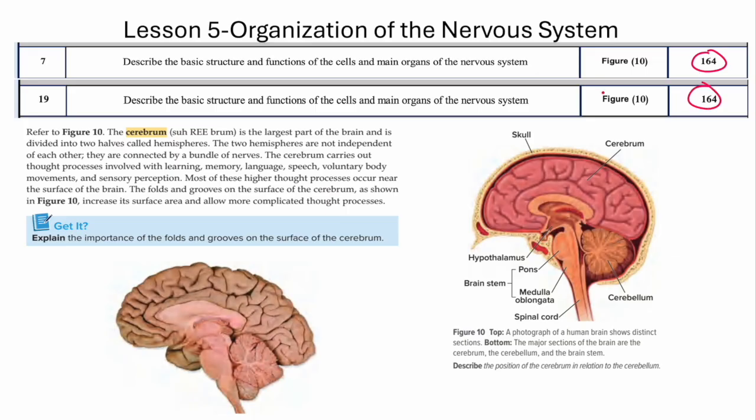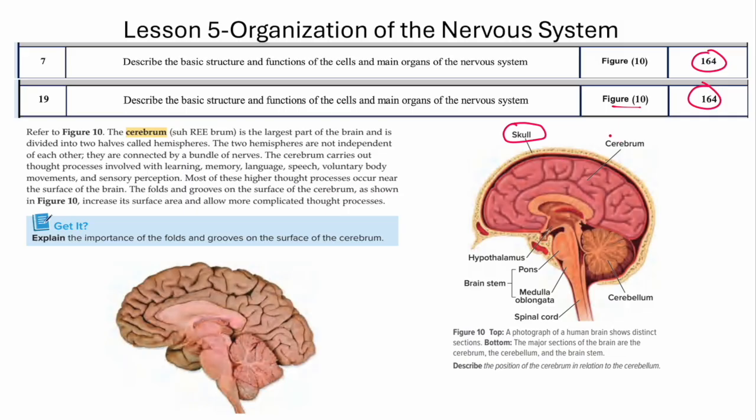Today we are going to revise the EOT questions from lesson 5, organization of the nervous system, from grade 10 general biology. Questions number 7 and 19 are from page number 164. Page 164 has figure 10, which is the picture of the human brain. In the skeletal system chapter, we learned that the skull protects our brain. The brain is the control center of our body.